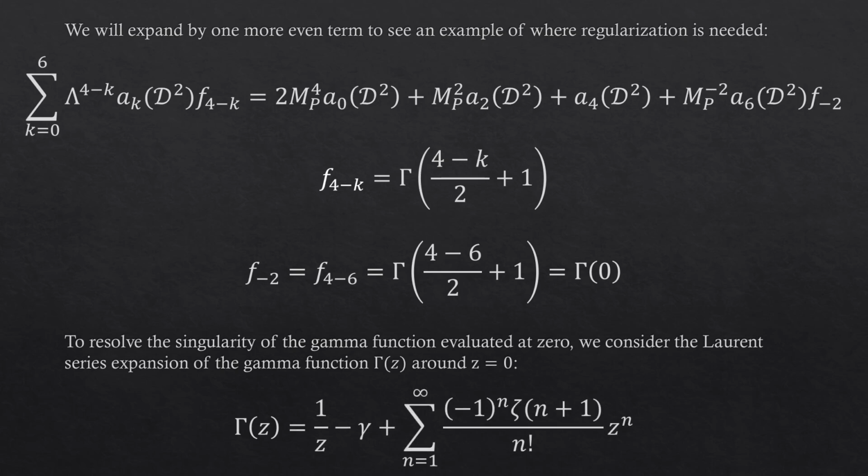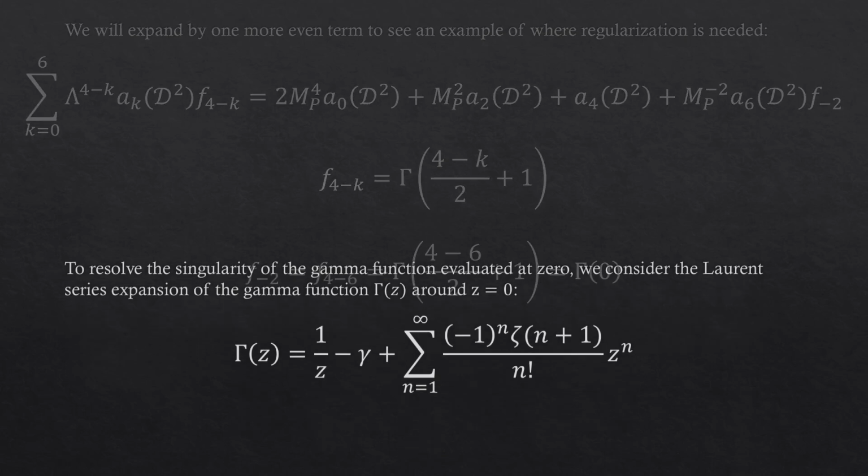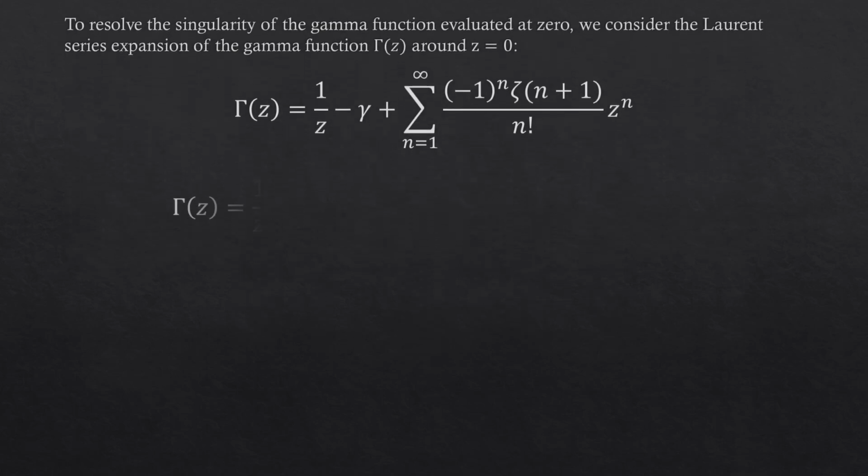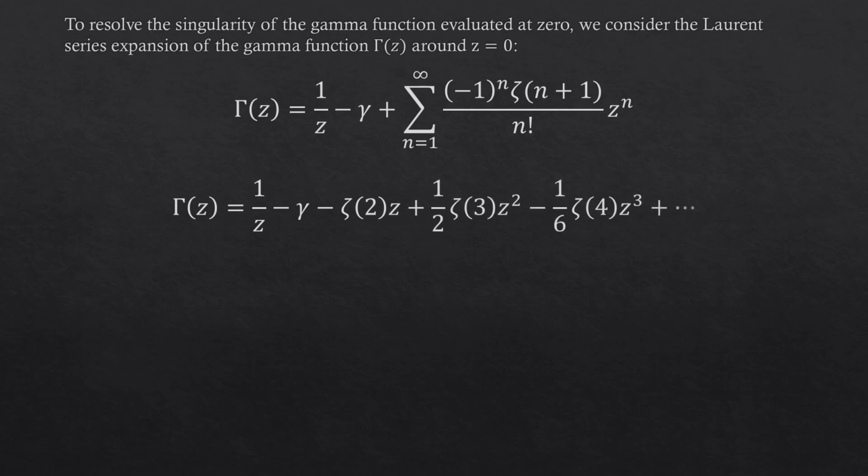So gamma of z can be Laurent series expanded around z equals 0 to yield 1 over z, the divergent part, minus the Euler-Mascheroni constant plus this sum from n goes 1 to infinity of negative 1 to the n times the Riemann zeta function of n plus 1 divided by n factorial times z to the n. So we end up with 1 over z minus the Euler-Mascheroni constant minus the Riemann zeta function evaluated at 2 times z plus 1/2 the zeta function evaluated at 3 times z squared minus 1/6 the Riemann zeta function evaluated at 4 times z cubed plus etc. Where for every z to the n we get a factor of gamma of n plus 1.